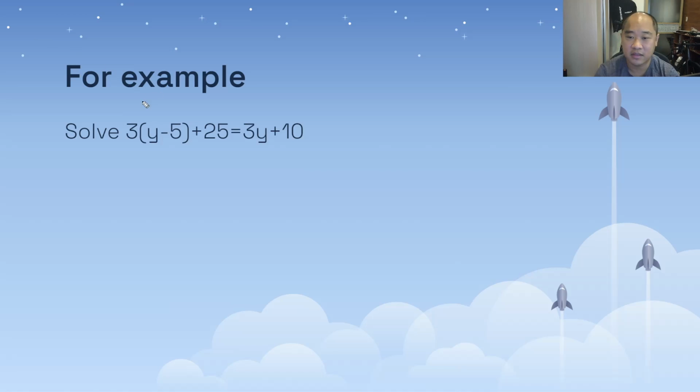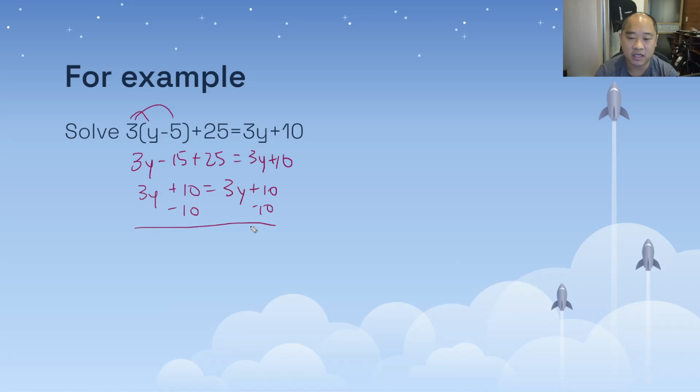So let's solve this. Here we would distribute, right? So this would be 3y minus 15 plus 25 equals 3y plus 10. Here we take negative 15 plus 25, and that gives you positive 10. And you can kind of see where this is going already, right? 3y plus 10 equals 3y plus 10. So if we subtract 10 on both sides, then we get 3y equals 3y, and then we divide by 3 on both sides, and that gives you y equals y.